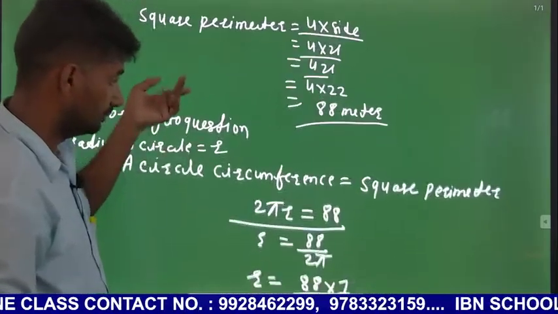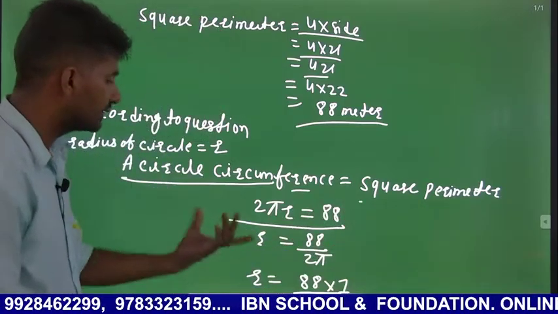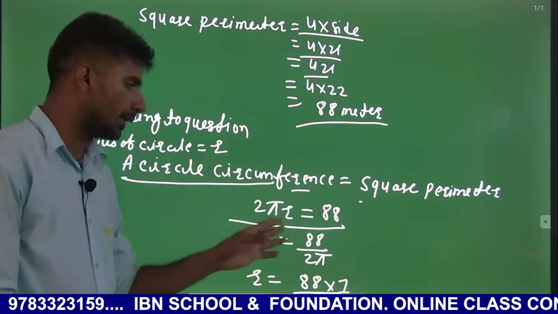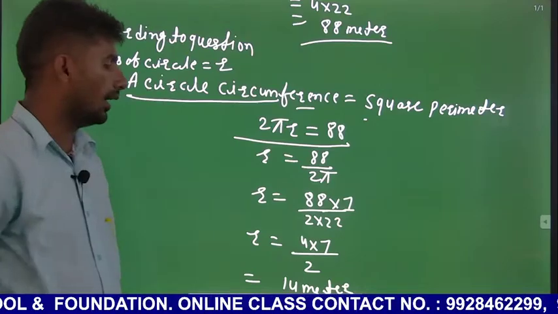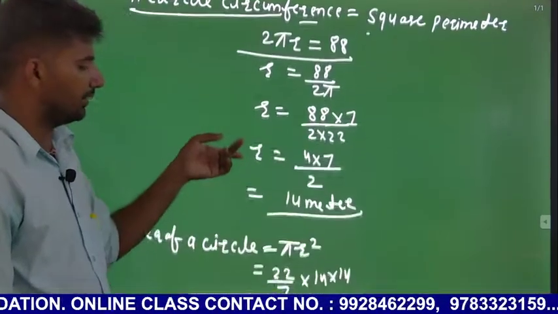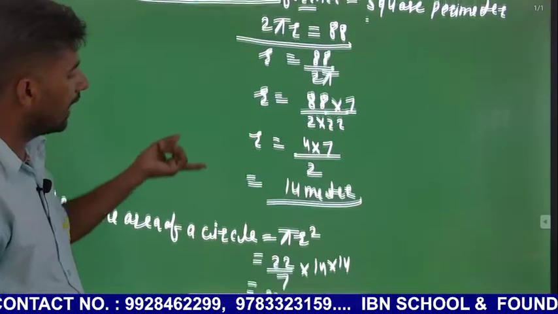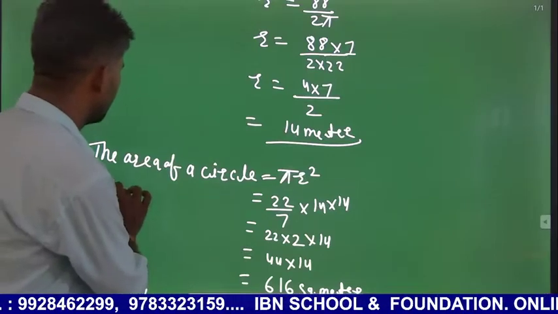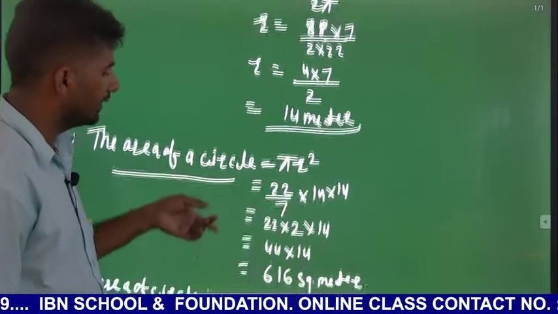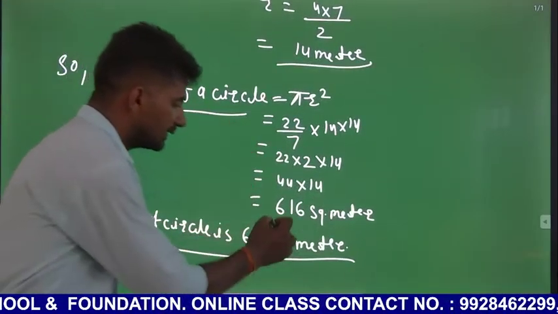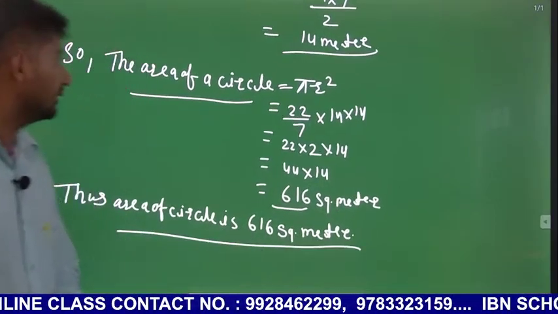So circle circumference is equal to perimeter of a square, and circle circumference 2 pi r is equal to 88, and there we find the value of a is equal to 14 meter. Now find the circle's area. Find r, and r is 14 meter. So put the value of r in the formula of area of circle and find the area of the circle, which is 616 square meter.